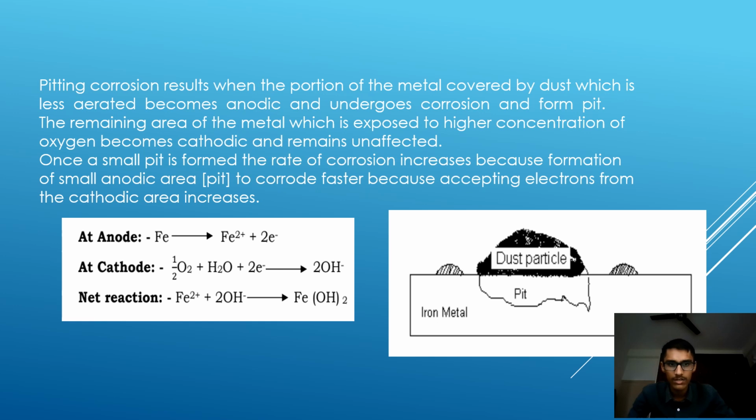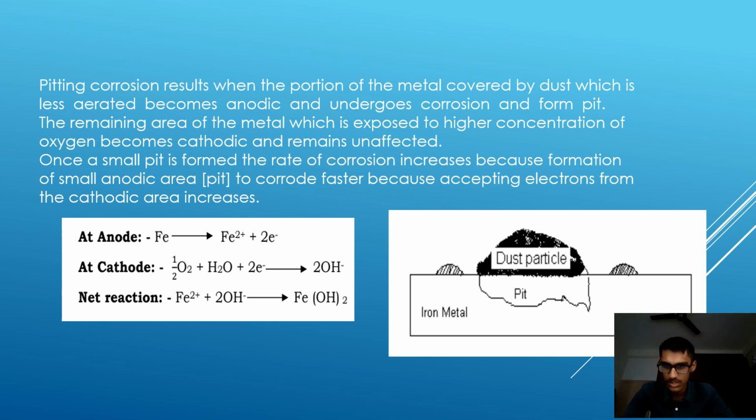Let's see how pitting corrosion occurs with the help of a diagram. Pitting corrosion results when the portion of the metal covered by dust, which is less aerated, becomes anodic and undergoes corrosion and forms a pit. The remaining area of metal which is exposed to higher concentration of oxygen becomes more cathodic and remains unaffected. Once a small pit is formed, the rate of corrosion increases because the small anodic area corrodes faster as the acceptance of electrons from the cathodic area increases.